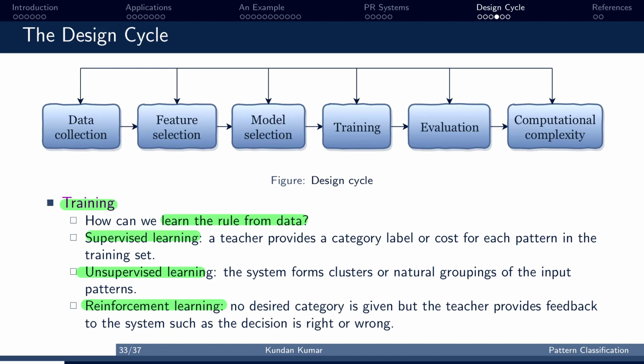Basically in this case, some rewards are assigned to the decision, and based on those rewards, the reinforcement learning learns on its own. Here no desired category is given, but the teacher provides feedback to the system, such as whether the decision is right or wrong. Only this information the teacher provides here.